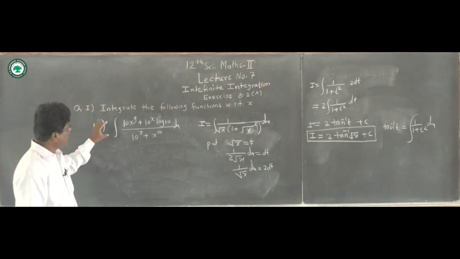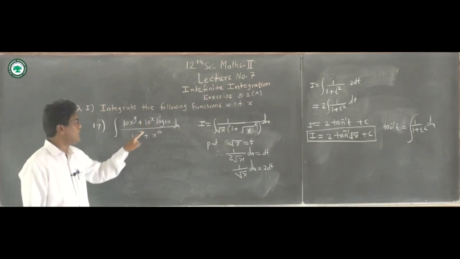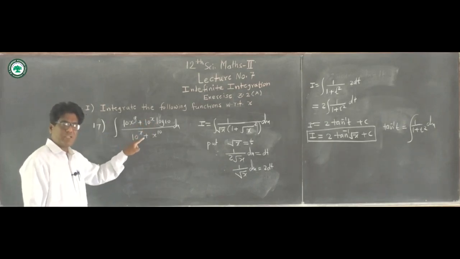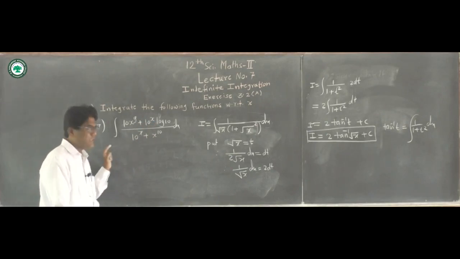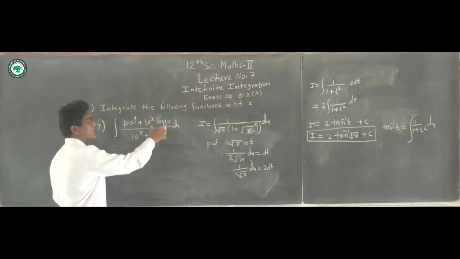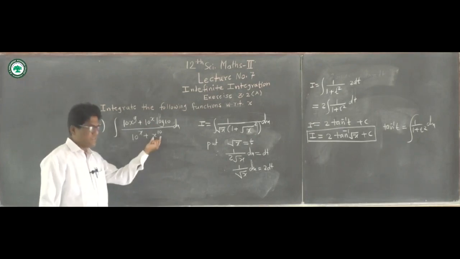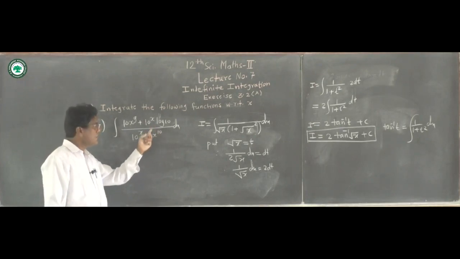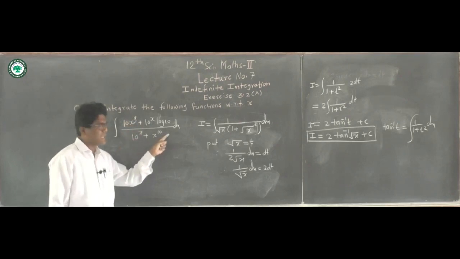In the 17th problem we have to take the integration of 10x to the power 9 plus 10 to the power x into log of 10, divided by 10 to the power x plus x to the power 10. Now see here in the denominator, if we take the derivative of 10 to the power x, it is 10 to the power x into log of 10, which is present in the numerator. And if we take the derivative of x to the power 10, it is 10 into x to the power 10 minus 1, that is 9. That is also present in the numerator. So we put this as a t.